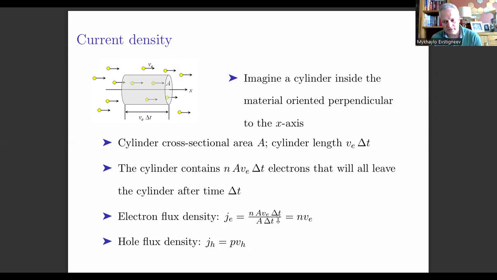As for holes, same treatment. You only need to replace the electron concentration N with hole concentration P, and the electron average velocity V sub E with the hole average velocity V sub H for holes.